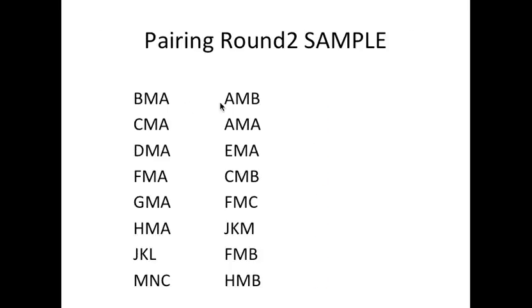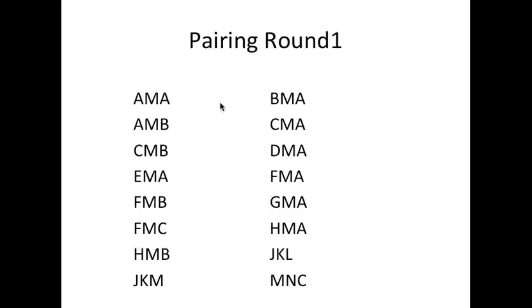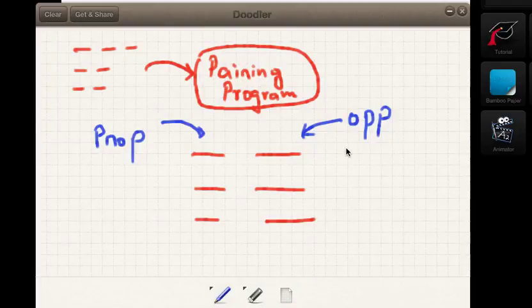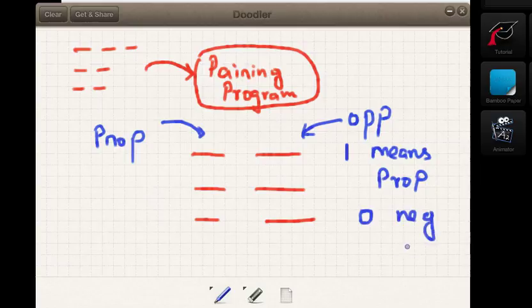1 means, if you go back here, pairing AMA versus BMA, right? So in this case, let's say he enters 1. 1 means AMA won, BMA lost. Let's put it there again. 1 means prop team won, neg team lost. That's what the meaning is.